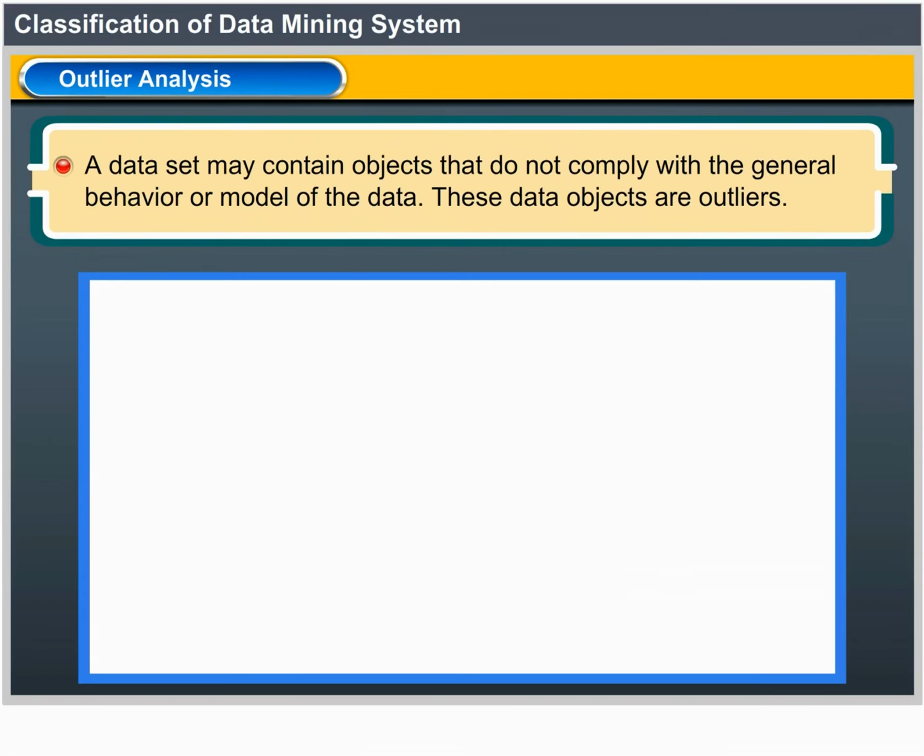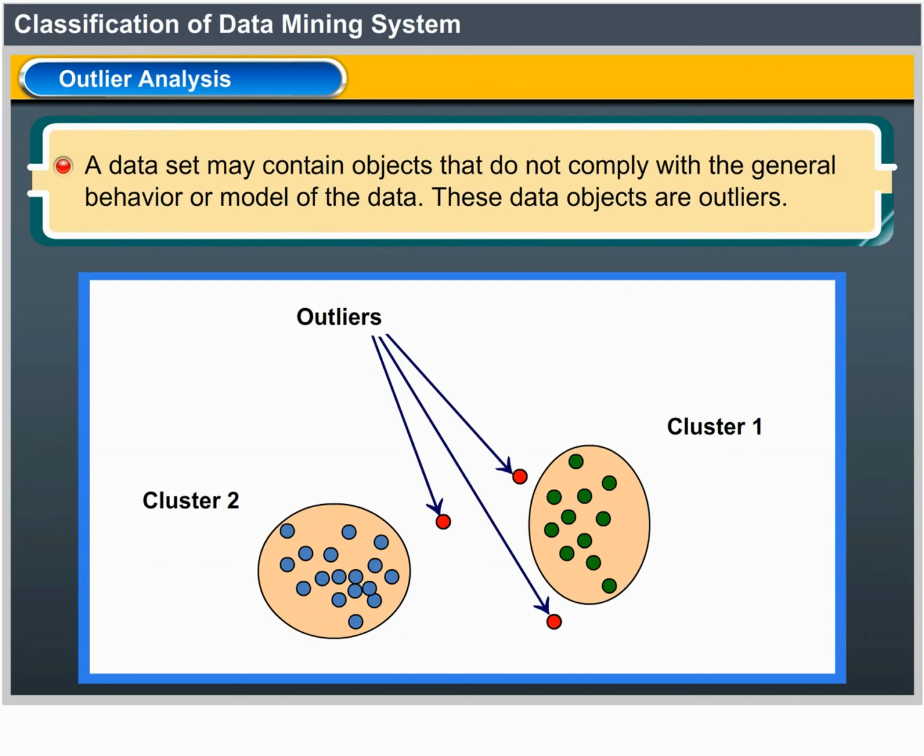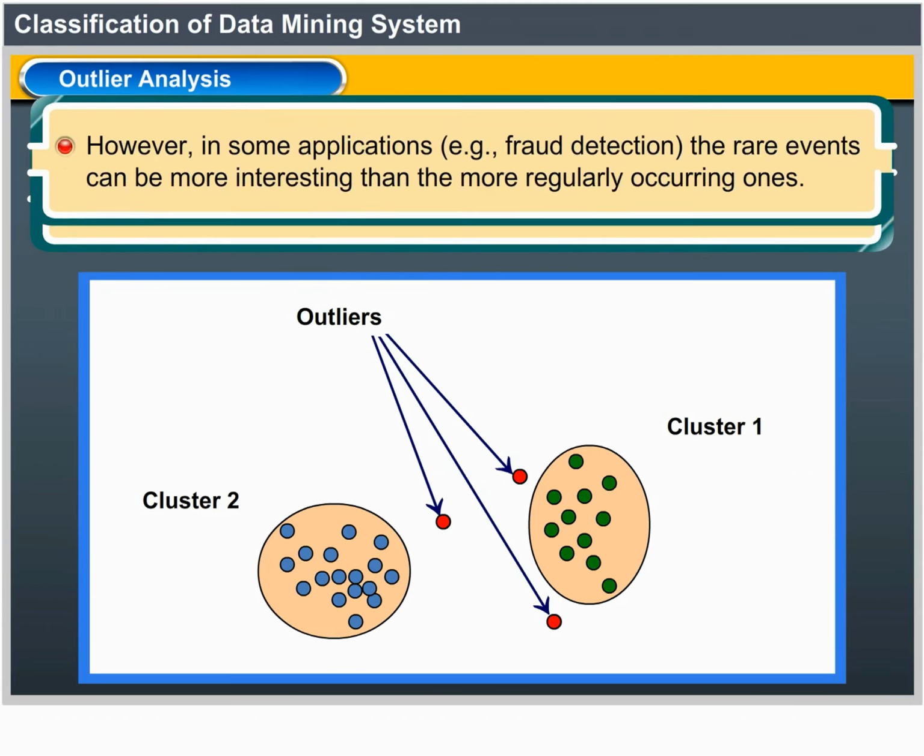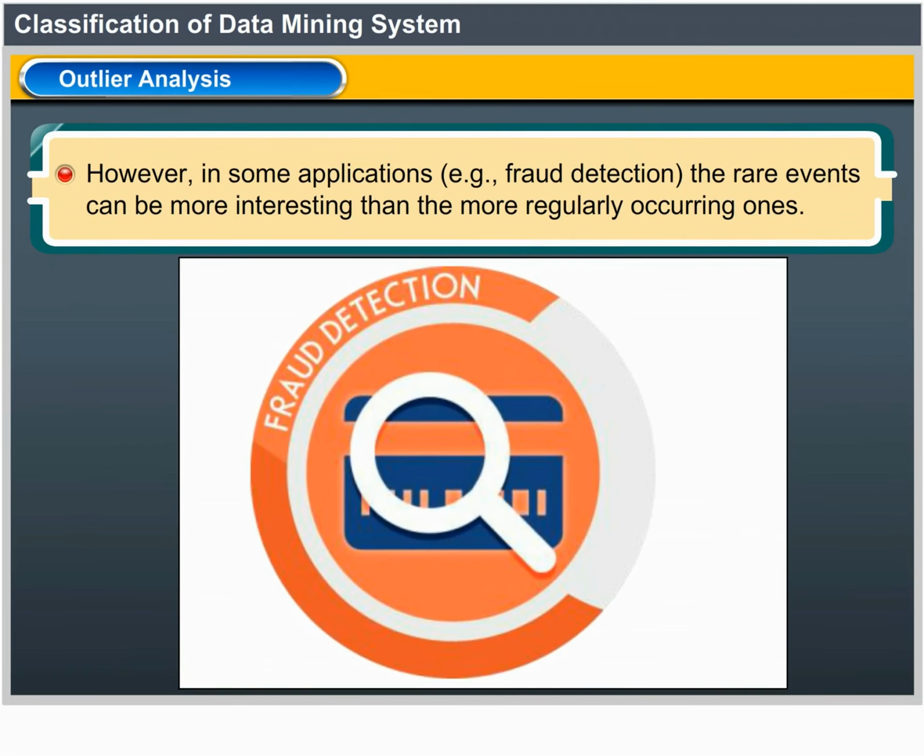Outlier analysis. A data set may contain objects that do not comply with the general behavior or model of the data. These data objects are outliers. Many data mining methods discard outliers as noise or exceptions. However, in some applications, such as fraud detection, the rare events can be more interesting than the more regularly occurring ones.